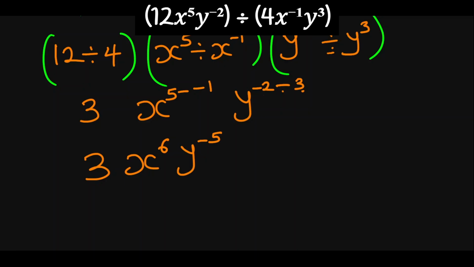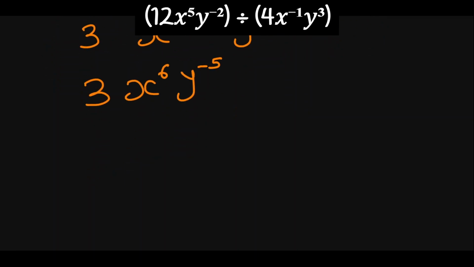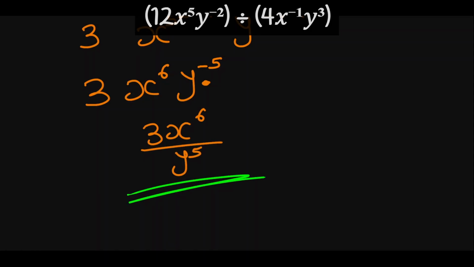So y raised to power minus 5. The question says it wants only positive indices. So we need to pull this y raised to power minus 5 downwards so that it will become y raised to power 5, based on the law of negative exponents. So this gives us 3x to the power of 6 over y to the power of 5. And this now becomes the final answer.